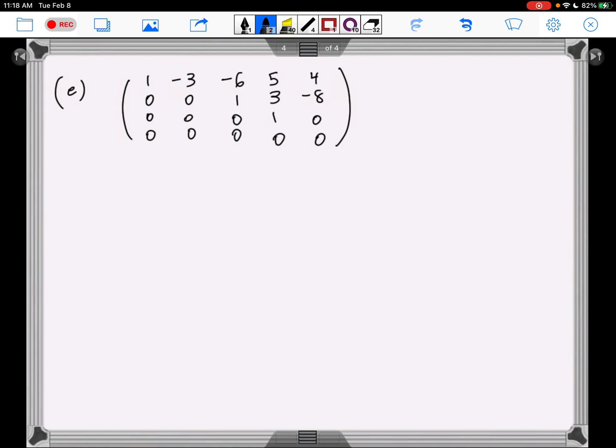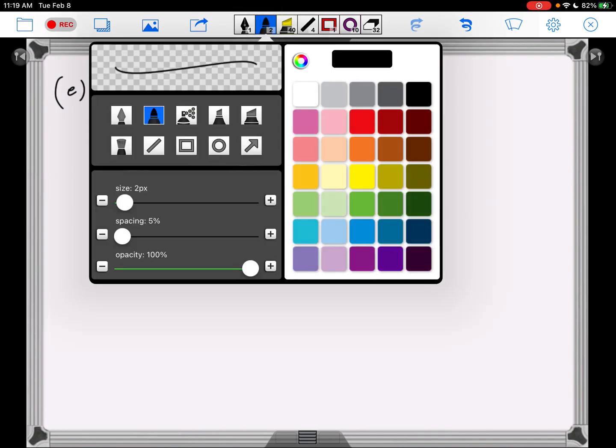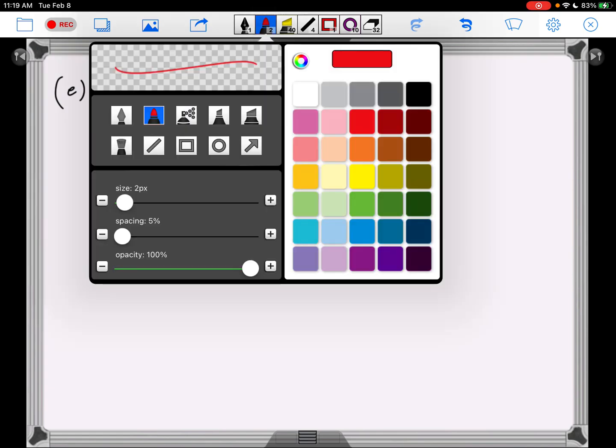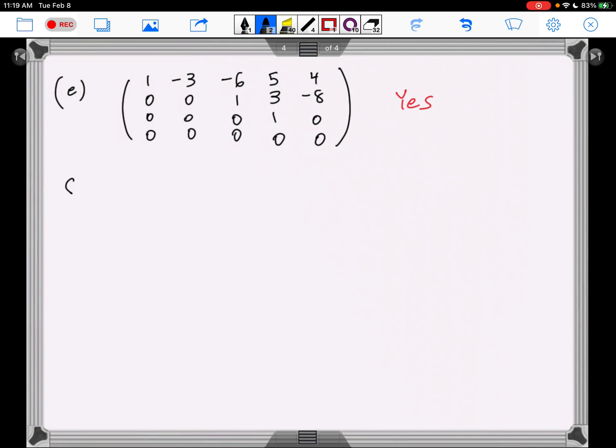Is this row echelon? Well, let's see. We have our row of zeros all the way at the bottom, which is good. And we have a leading 1 at the top. The second leading 1 is to the right. The third leading 1 is to the right. So the answer is yes, it is row echelon. Okay, we're going to do one more here.